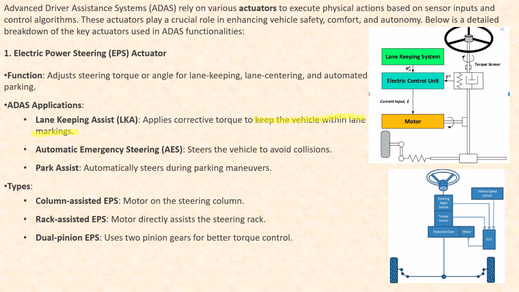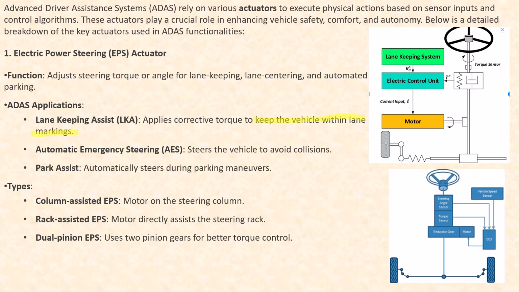Alright. Now next come the types. What are the types of electric power steering? First is column assisted power steering, where the motor is placed in the steering column. Rack assisted power steering, where the motor directly assists the steering rack. And dual pinion electric power steering, which uses two pinion gears for better control.